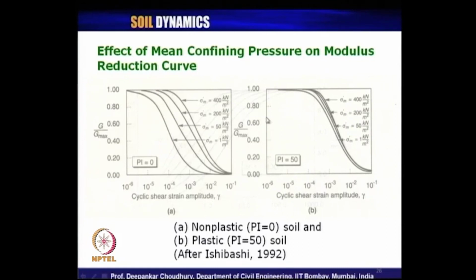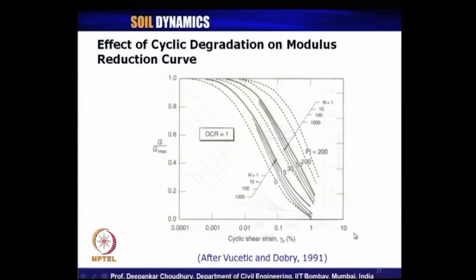And at high value of PI, they have shown almost there is no effect of mean confining pressure on the modulus reduction curve. So, when it is non-plastic soil, the effect is tremendous. When it is plastic soil, highly plastic soil, the effect is very marginal.